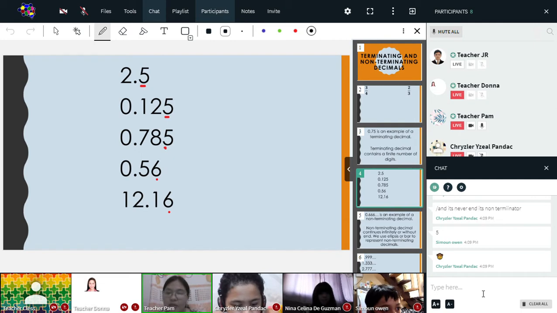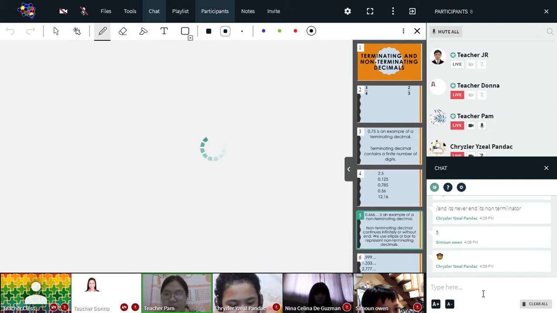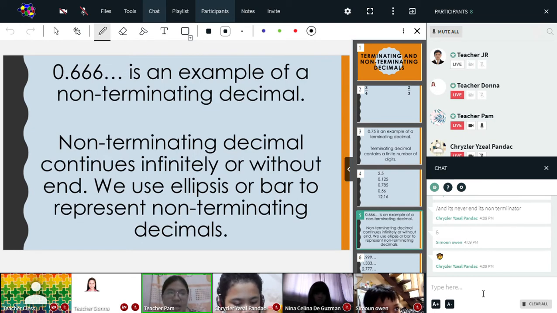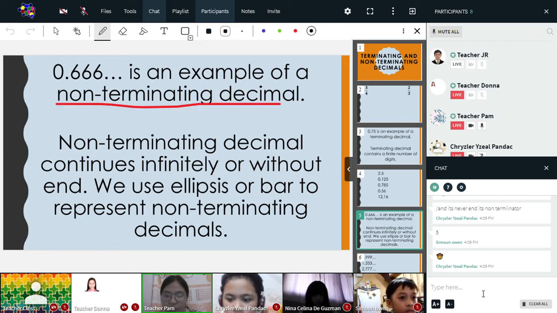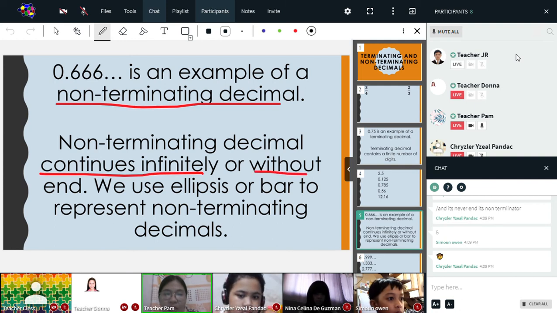Compared to the other one, 0.66666, 0.666 is an example of a non-terminating decimal. So what does non-terminating decimal mean? It means it continues infinitely or without end.